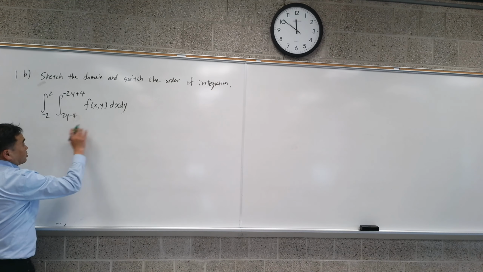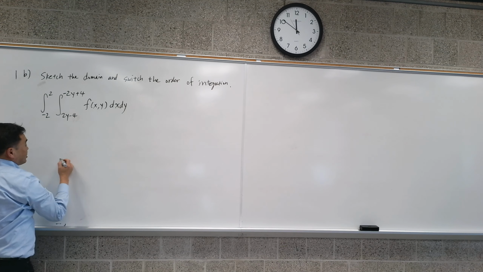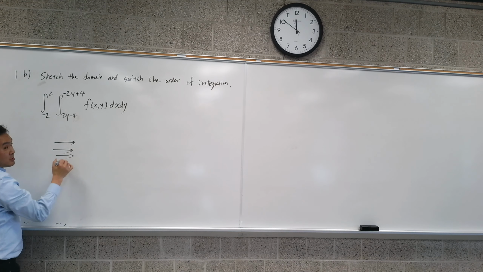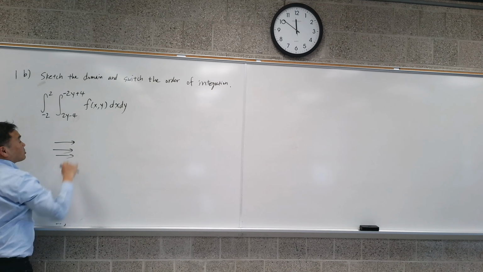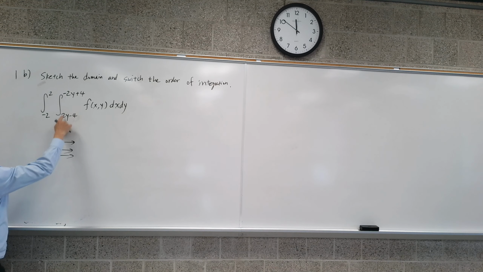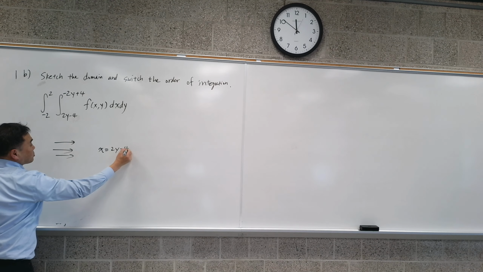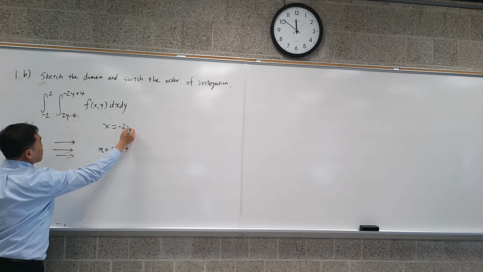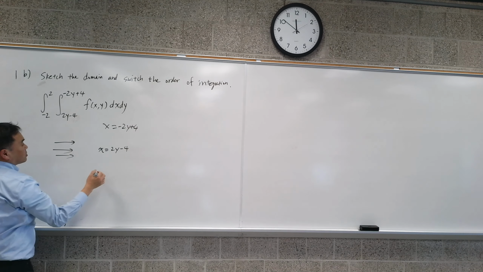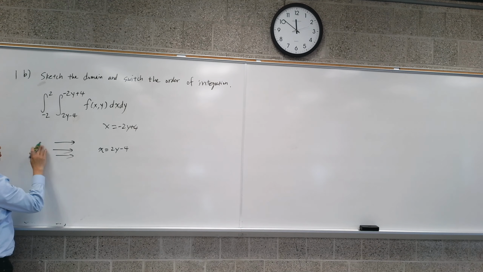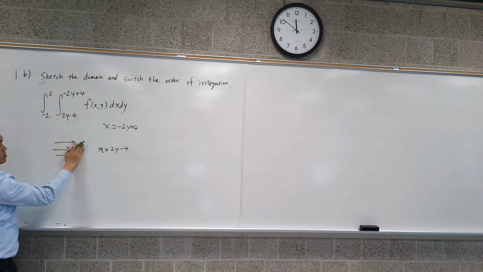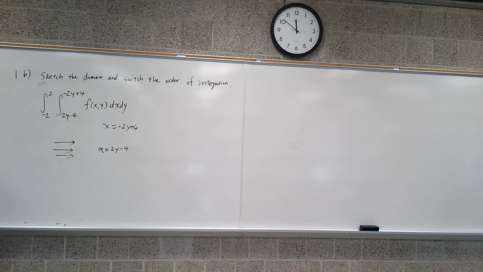Let's look at this integral. First, dx is inside, that means we're going right, increasing in the x direction. And these two should really be thought of as x equals 2y minus 4 to x equals negative 2y plus 4. So you start from x equals 2y minus 4 and you end at x equals negative 2y plus 4.